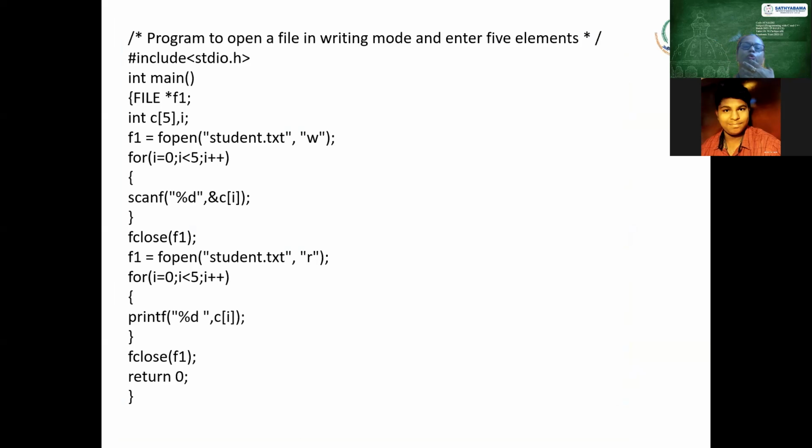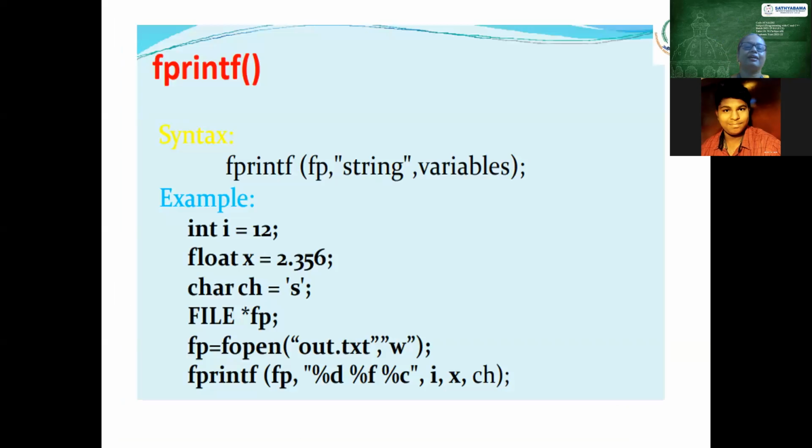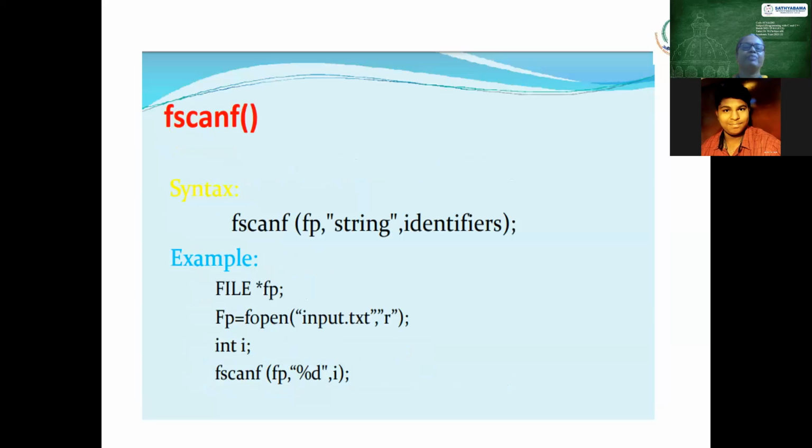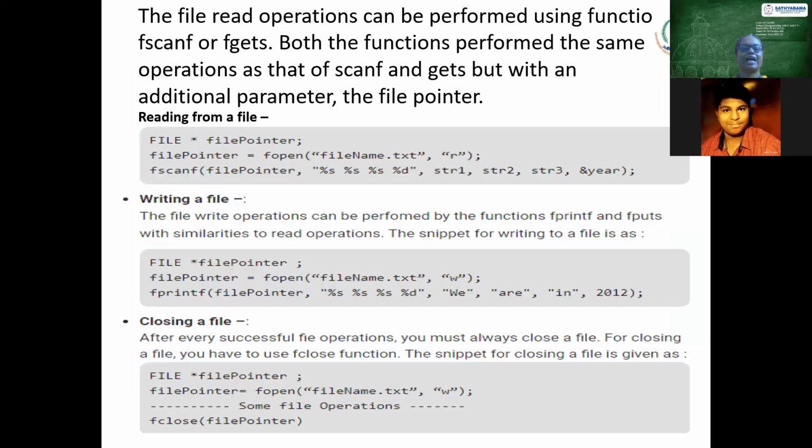And this is the program. I told you how to write elements to a file with fprintf. Normal printf and fprintf are different. fprintf always writes the content to the particular specified file. The syntax is file pointer followed by the format specifier, comma, variables. The remaining is all the same. The only thing is we have to specify the file pointer at the start. Similarly, fscanf is used to read the content of any file.